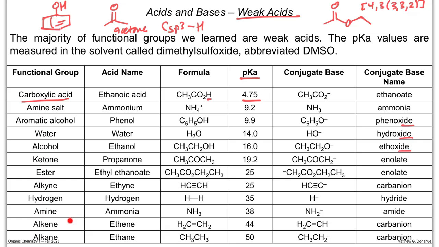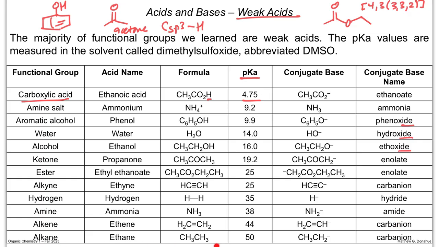And then we finish off with our 2 remaining hydrocarbon functional groups, alkene, where the carbon is now sp2 hybridized. That pKa is about 45. That forms a negative charge on an sp2 hybridized carbon. That's also called a carbanion.